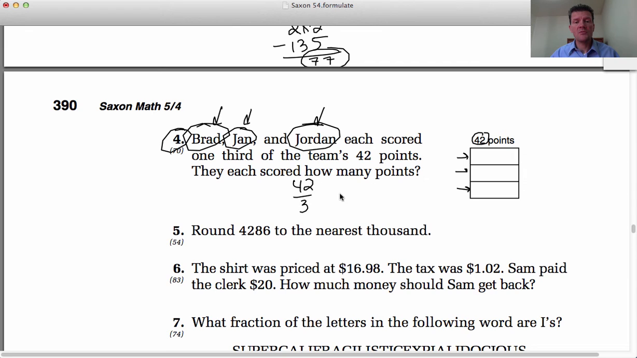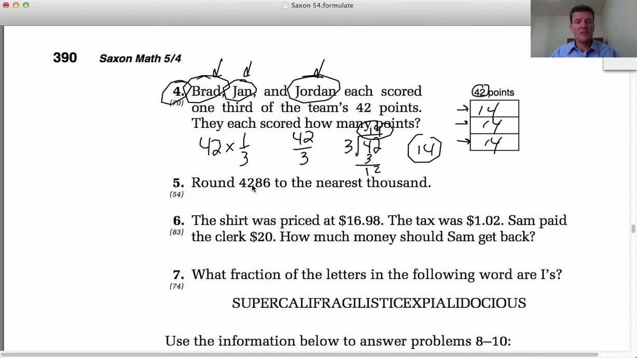So you have to take 42 and divide it into 3 equal portions. 42 divided by 3, 3 into 42, 42 times 1/3, all of that is the same. So 3 goes into 4 one time, bring down the 2, 3 goes into 12, 4 times, you should get 14. Each of them made 14 points. 14 plus 14 plus 14 is 42. 14 times 3, 42.